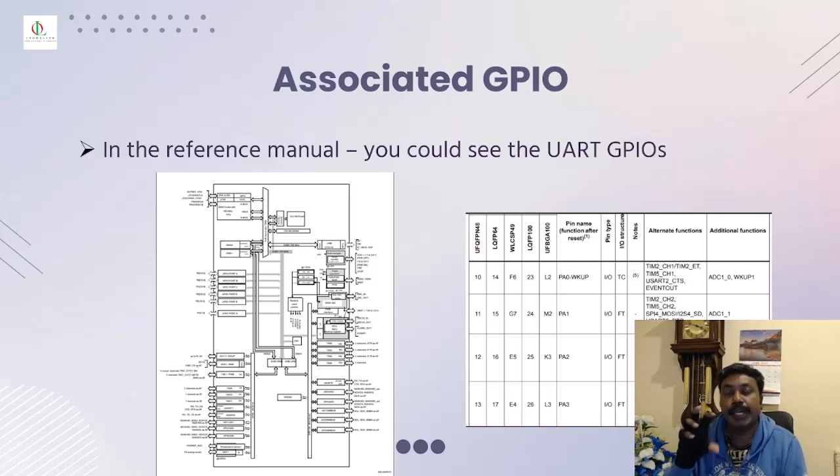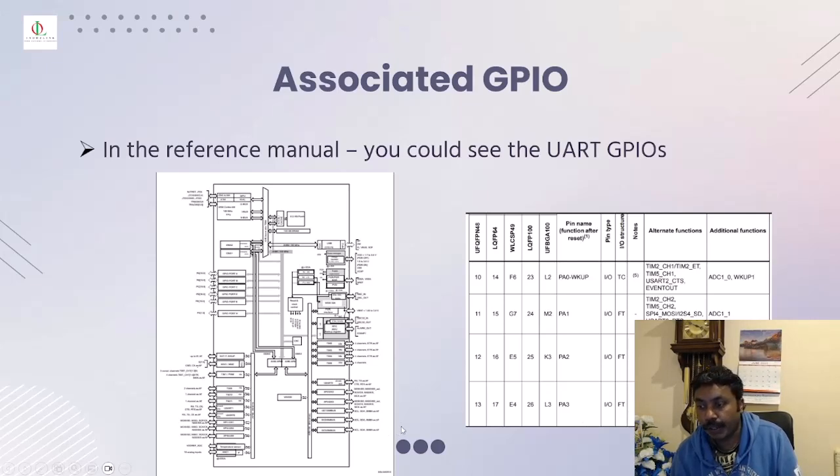Every GPIO pin can be used for alternate functions. That means the same pin can be used for various purposes. For example, the same port A pin 2 can be used for timer 2 or timer 5, timer 9, I2S or event out. So it's multi-purpose, if you like. It's the same pin, and depending on how you set it, it can be used for different purposes. That's what the alternate functions are.